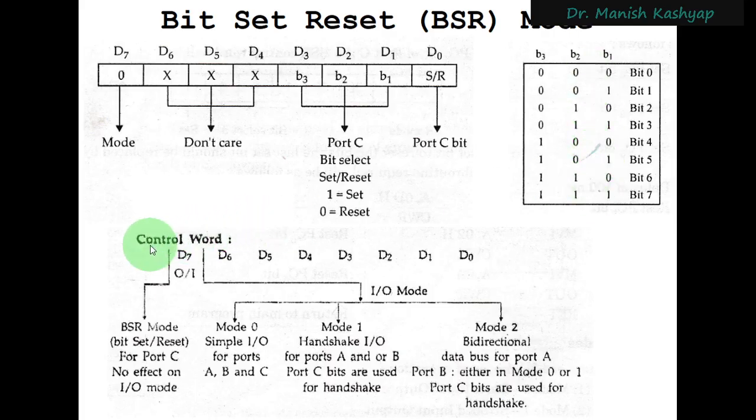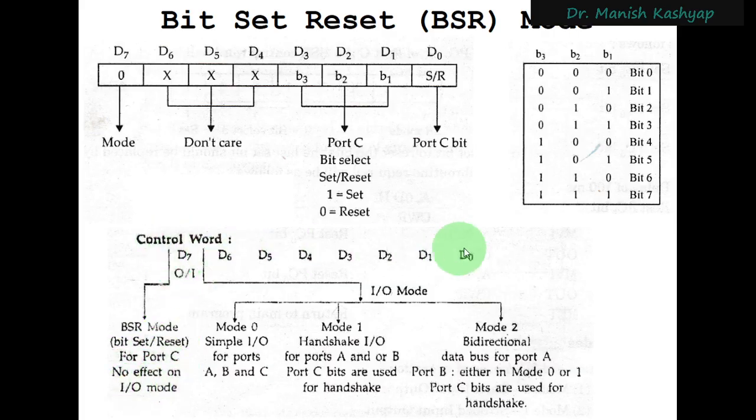Now, this is the general format of the control word. The format that we have just discussed is applicable only for this bit set reset mode. But this is the general format of the control word, and this D7 decides whether we are operating in BSR mode or in IO mode, right? So BSR mode, bit set reset mode, is for port C, and it has no effect on IO mode.